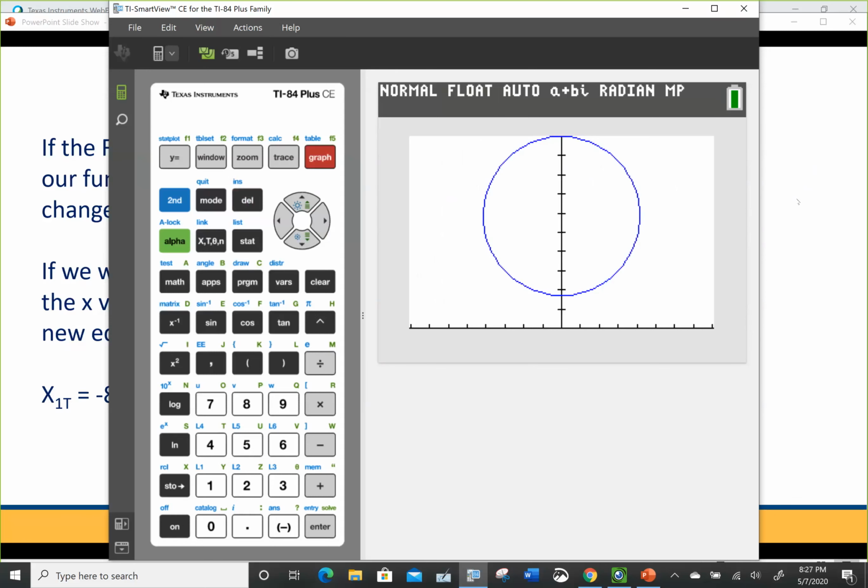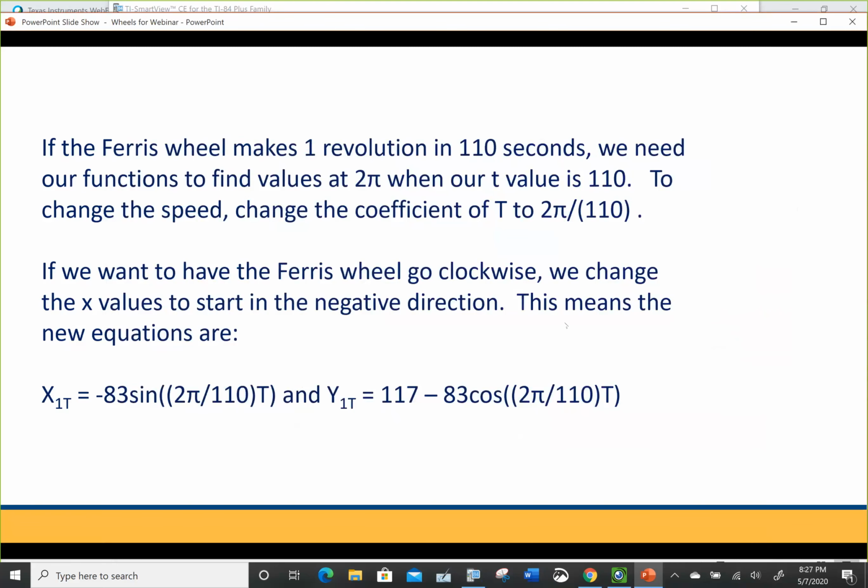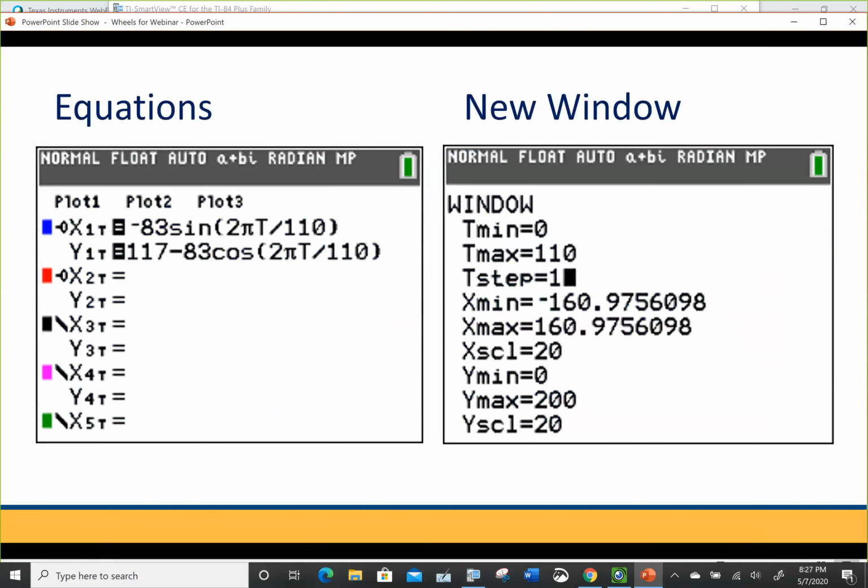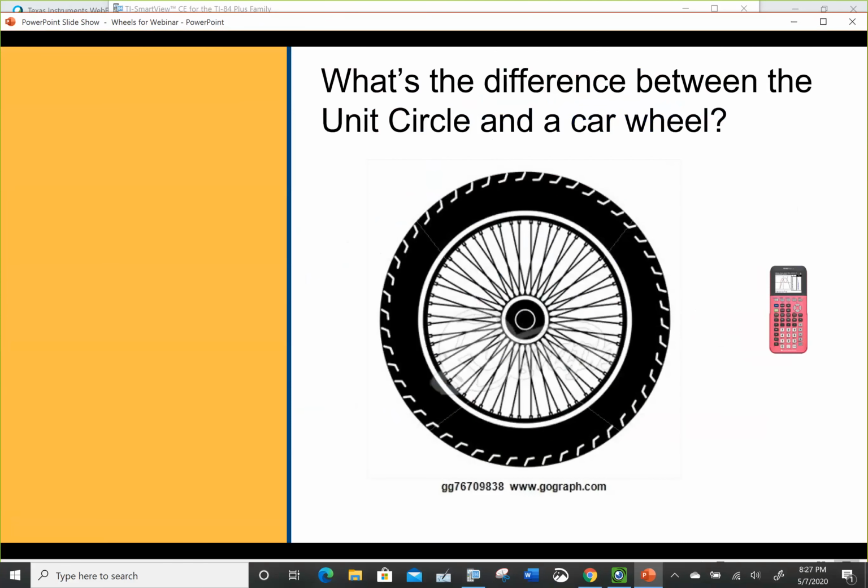Okay. In that case, this time we changed the equations to x equals -83 sine of 2 pi t over 110, and y is 117 minus 83 cosine of 2 pi t over 110. And the window was the same that we used earlier. And you just saw the graph. What's the difference between a unit circle and a car wheel? I wanted to show clockwise; that would be the only difference, just changing the sign from positive to negative, just to show you that you could do it.